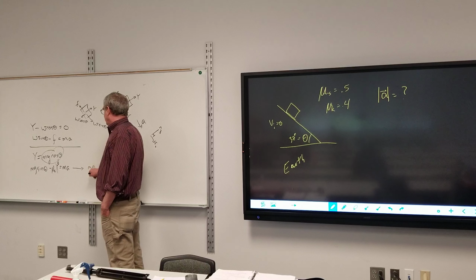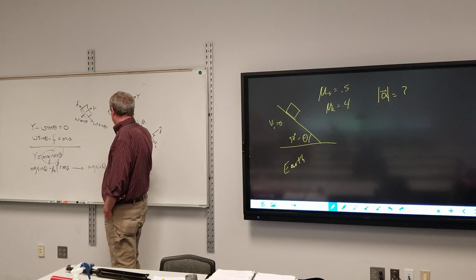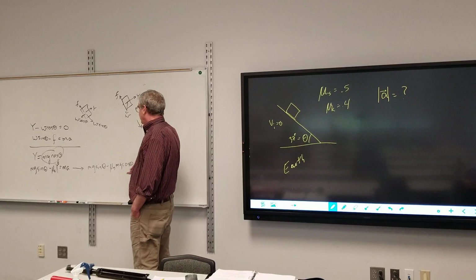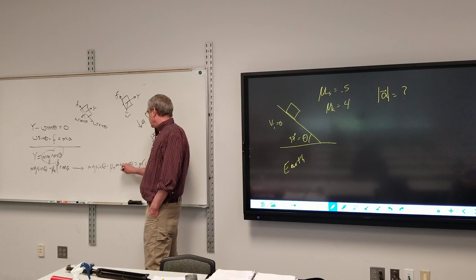So I have mg sine theta minus mu s mg cosine theta equals ma. Now I have three terms. Each term has mass as a factor.